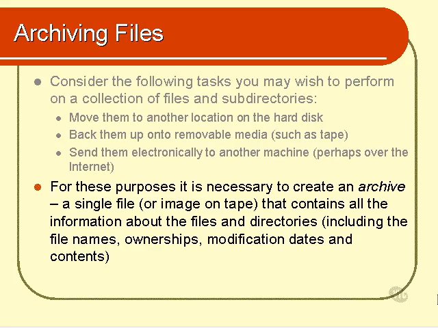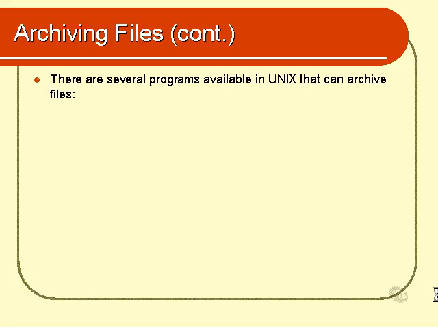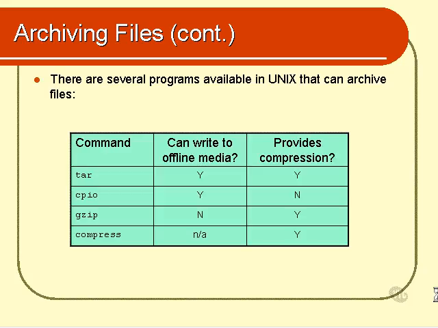You'll be storing in that file or in that image the file names, their ownerships, their modification dates, and of course their contents. All that information will be stored in a single place, in a single file or on tape or disk as an image. There's a variety of programs that we have available in Unix to do exactly this sort of thing, and let's have a look at some of those. I will just briefly give you some demonstrations of some of these programs: tar, cpio, gzip and compress. These are all programs that we use in the process of archiving.